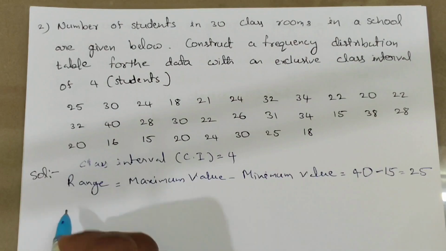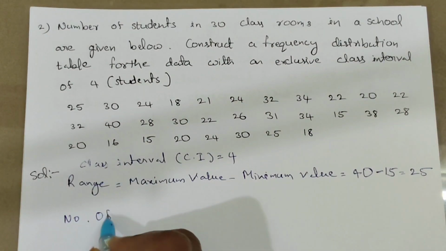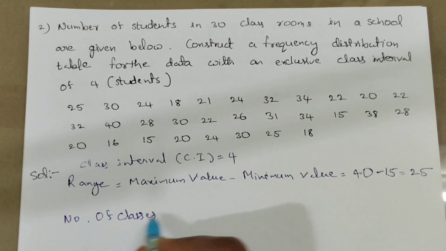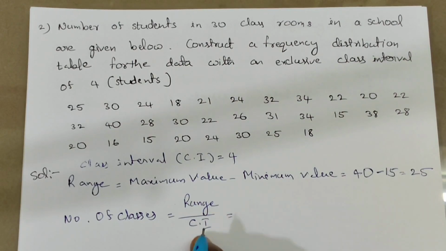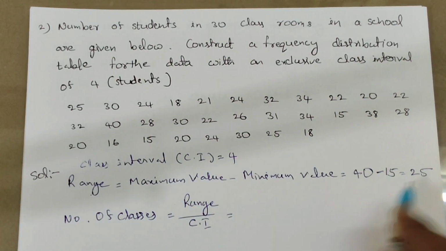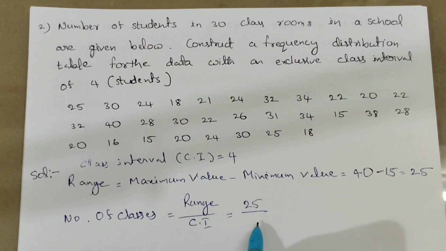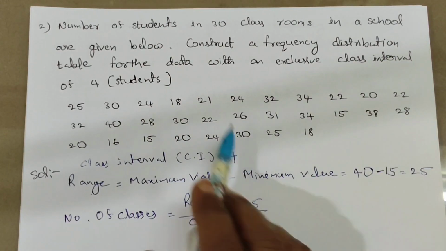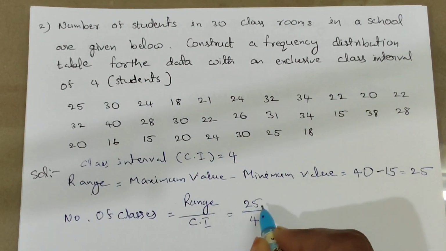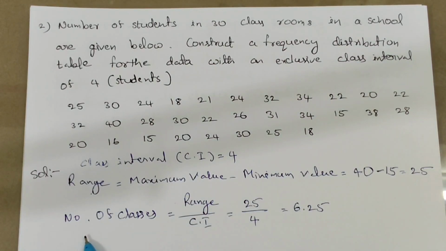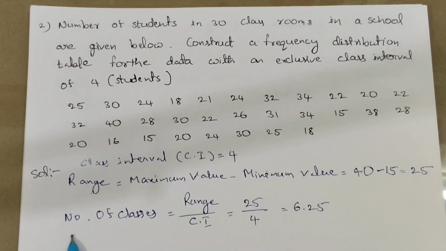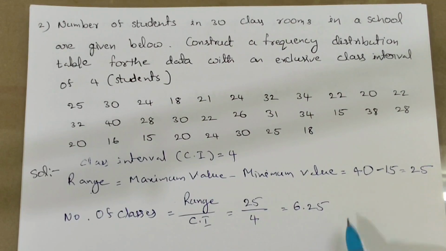Now here we find the number of classes. Number of classes is equal to range by class interval. Already we found range 25, by class interval, which is 4, already given in the question. So 25 by 4 equal to 6.25. 6.25 is the number of classes. So we take 7 classes.